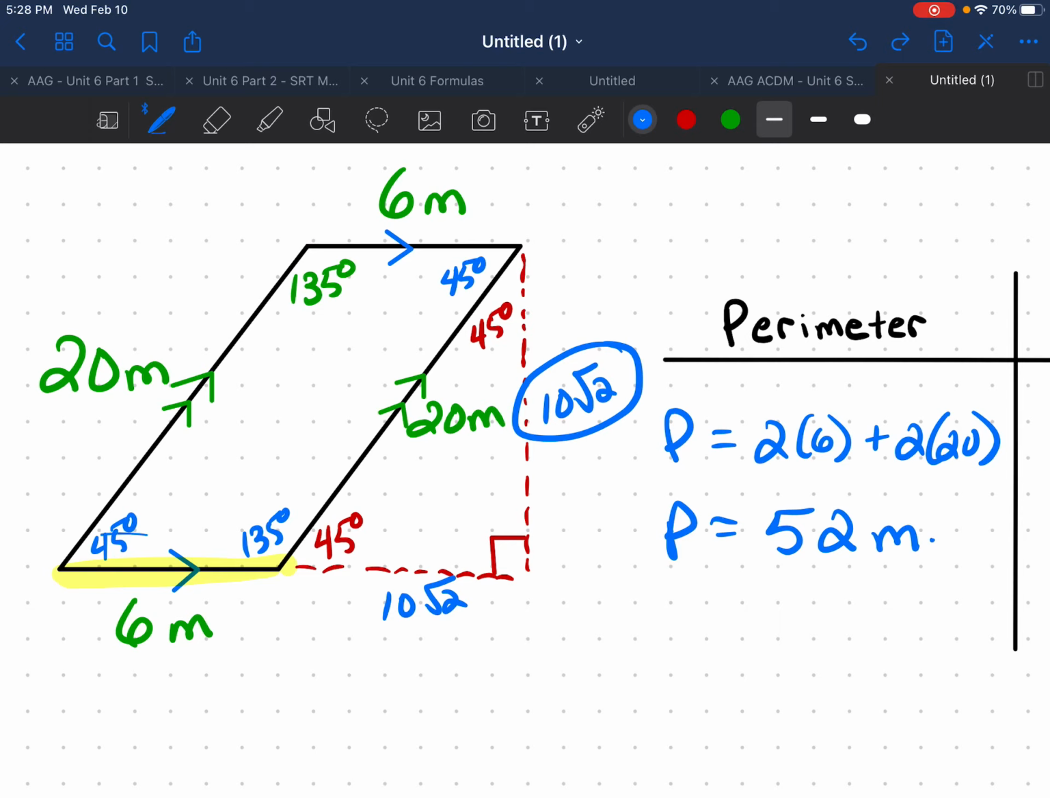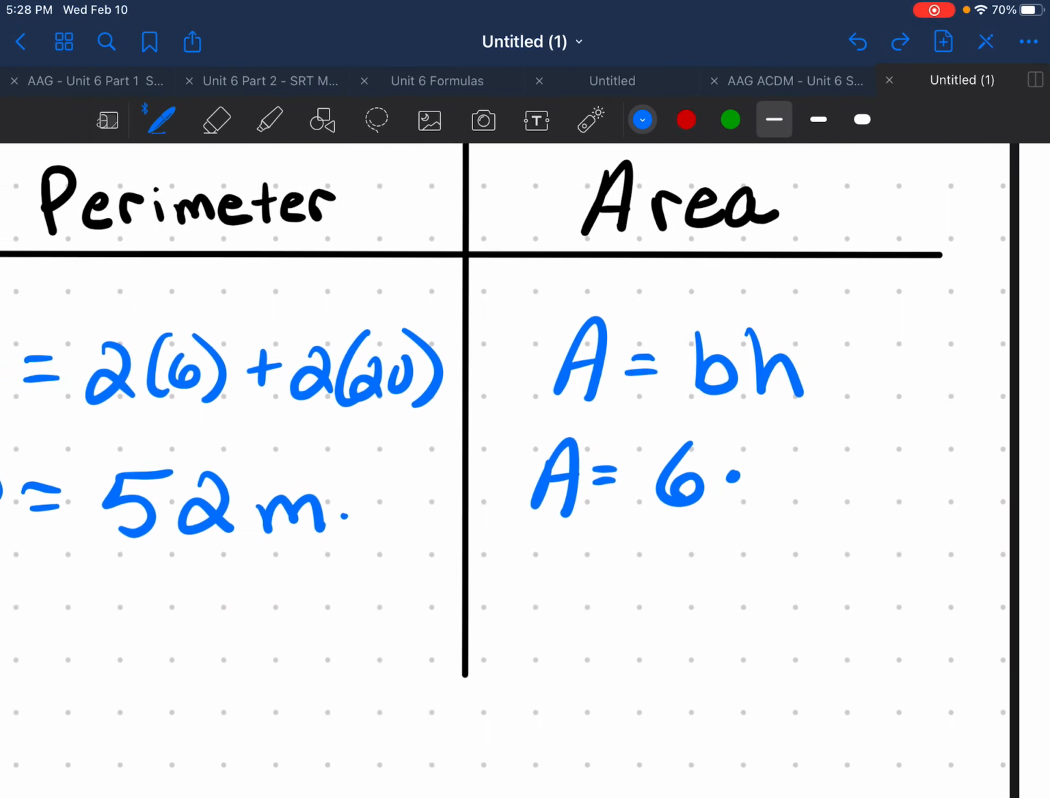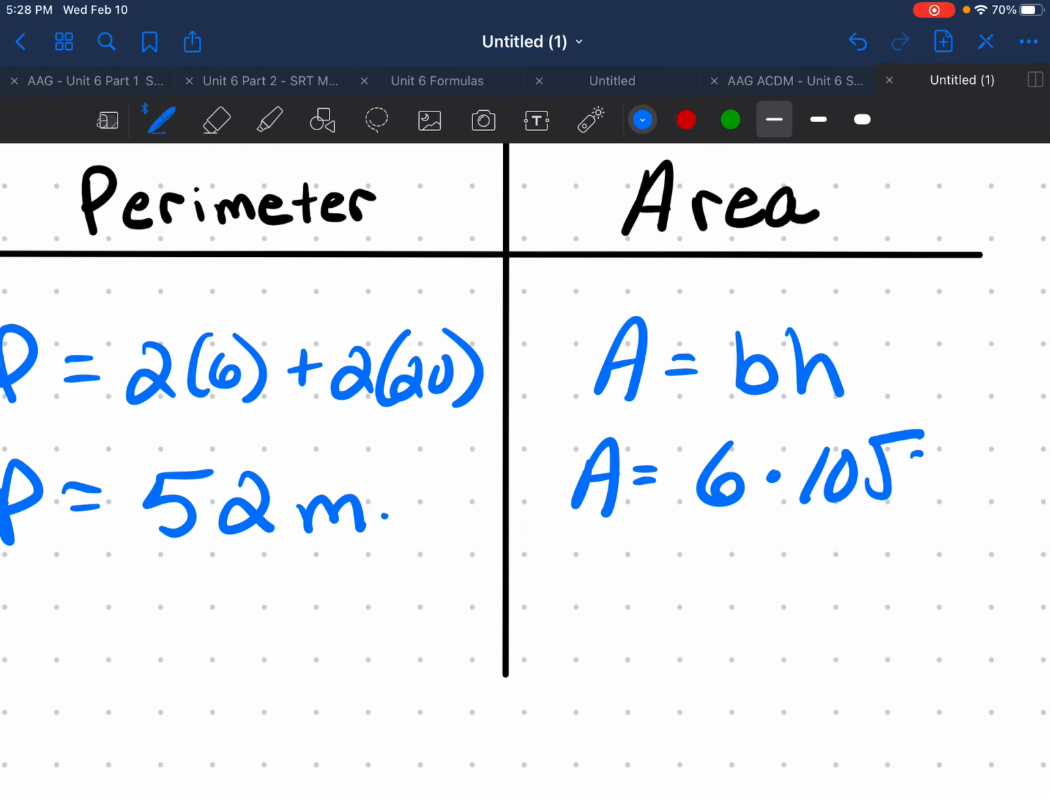Okay, so again, base of 6, now height of 10 radical 2. Let's go ahead and find that area. Okay, so 10 radical 2 is the height. Our final area will be 60 radical 2 meters squared.